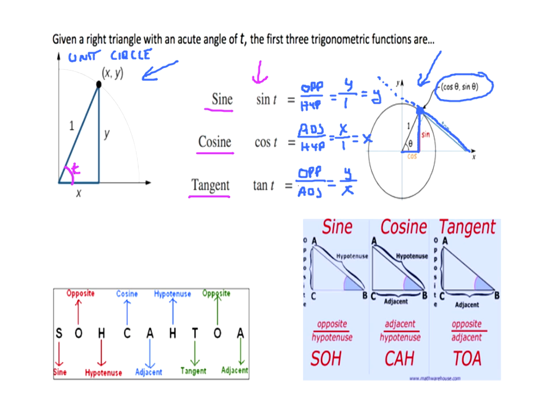Okay, so there is a mnemonic device that is very common to use to remember these first three trig functions and how to find them. And that is SOHCAHTOA. So SOH is sine equals opposite over hypotenuse. CAH is cosine, adjacent over hypotenuse, and TOA is tangent equals opposite over adjacent. And then I just included another picture here of what these first three trig functions represent.